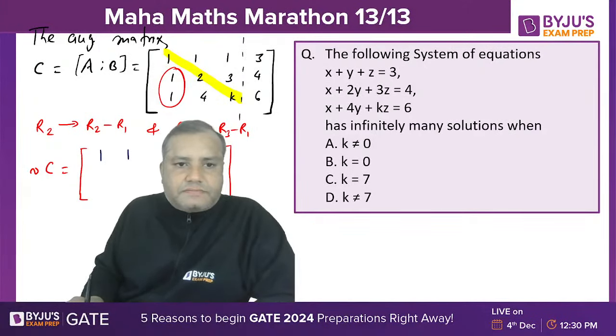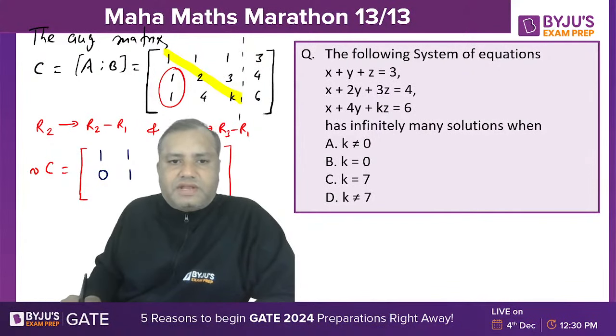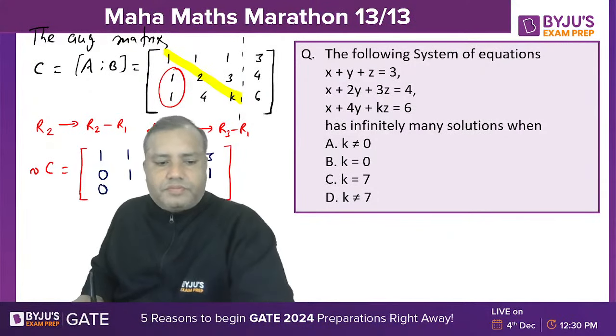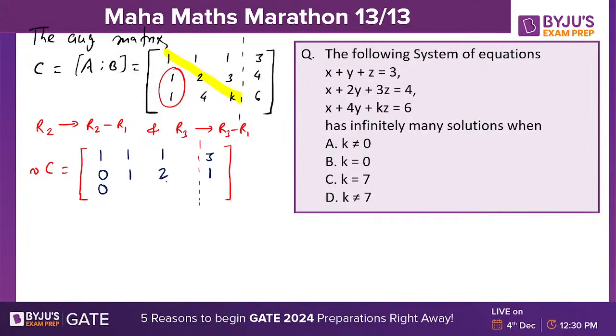R1 as it is. R2 minus R1: 0, 2 minus 1 is 1, 3 minus 1 is 2, 4 minus 3 is 1. Then R3 tending to R3 minus R1: 1 minus 1 is 0, 4 minus 1 is 3, K minus 1, then 6 minus 3. Now what to do?